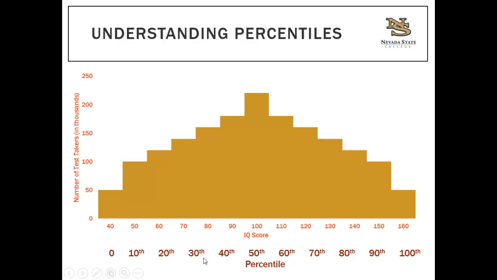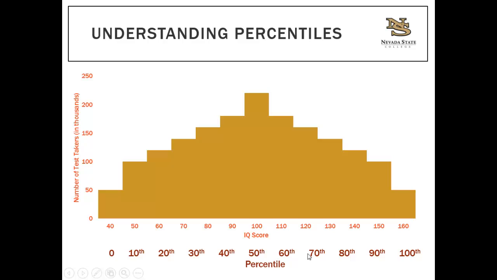A lot of times when you're thinking about percentiles, if a higher value is more desirable, then you want to be in a higher percentile. For instance, if you were at the 90th percentile, then only 10% of people who took the IQ test did better than you. And you did as well as or better than 90% of test takers. So that's pretty impressive. You'd want to be at the 90th percentile.